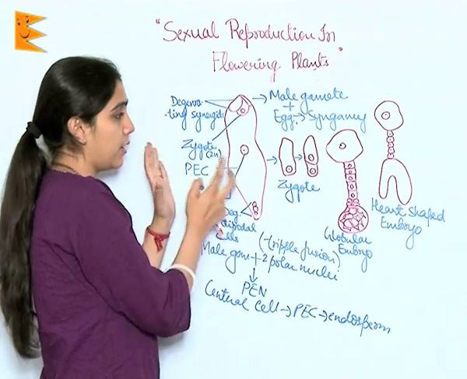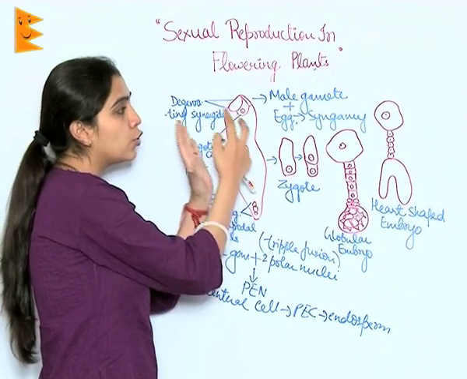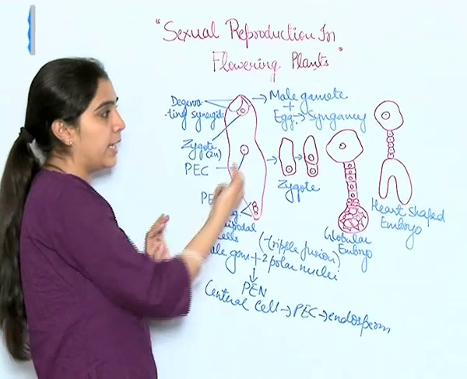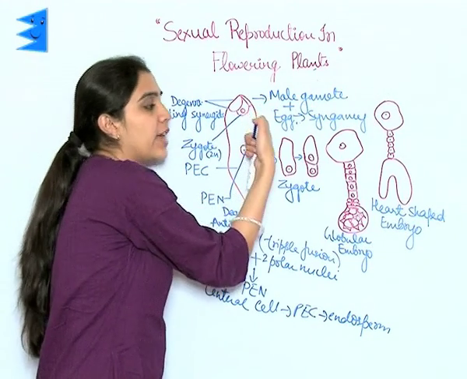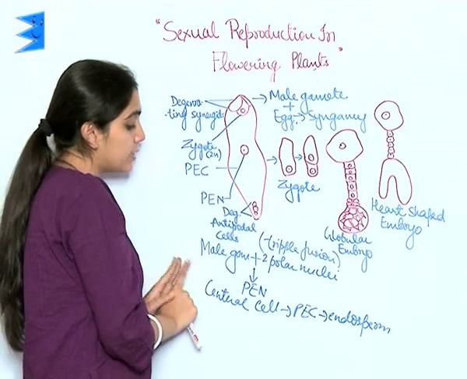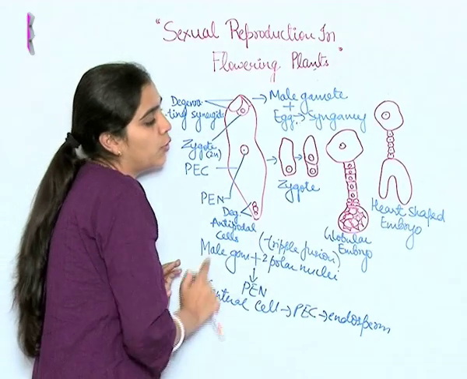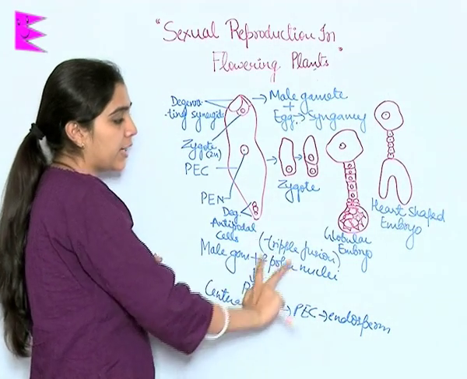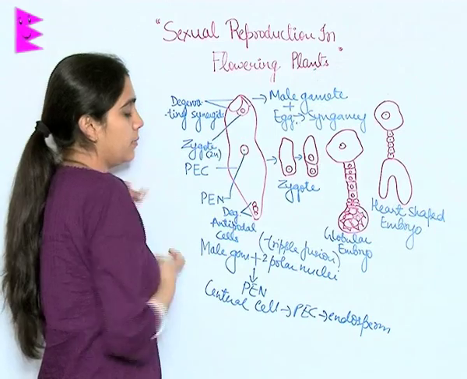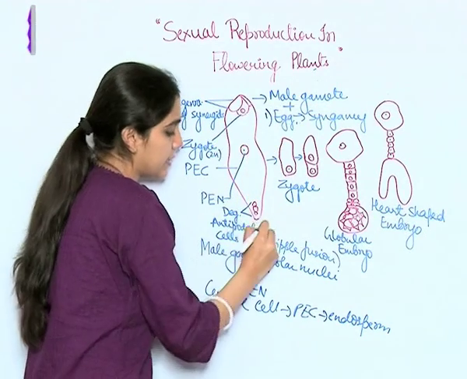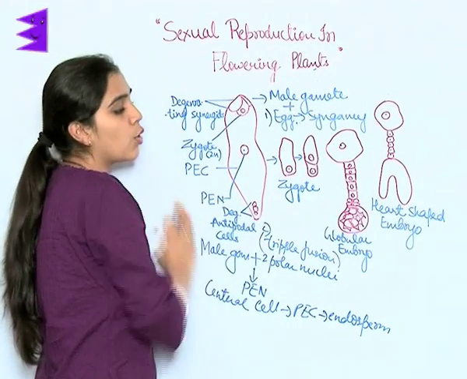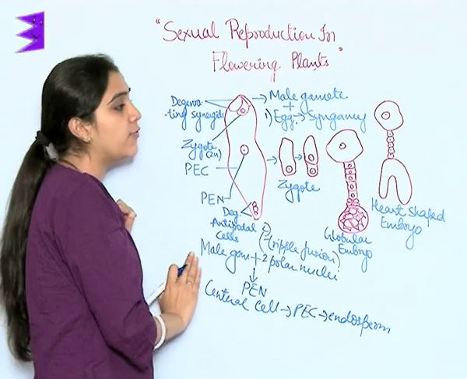Hence, in this ovule, two fertilizations are taking place. One is male gamete and egg interaction. The other is the second male gamete and two polar nuclei as well as central cell interaction. Thus, this is the first fertilization and this is the second. This whole process is known as double fertilization.